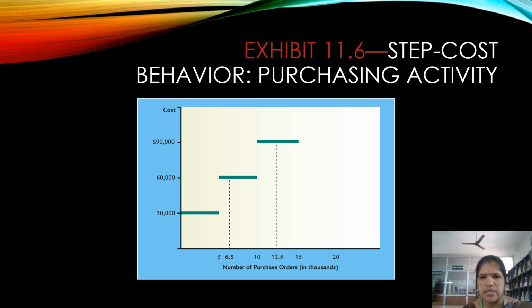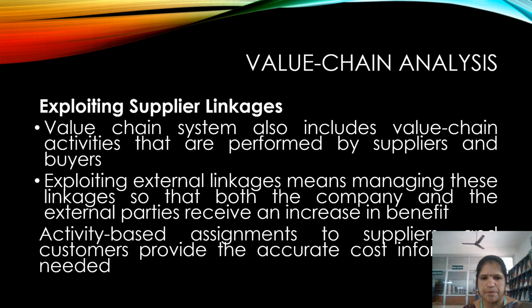Then you can see the cost behavior of the purchasing activity. Under this chart, we can identify the cost and the number of orders you can purchase. It will be increasing, 30 to 60, then 60 to 90.